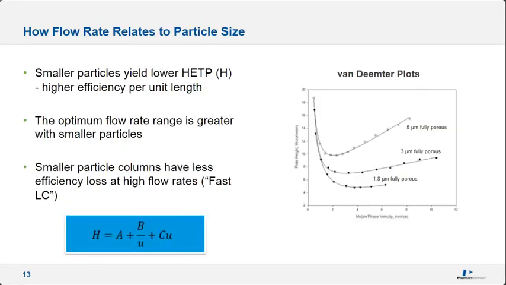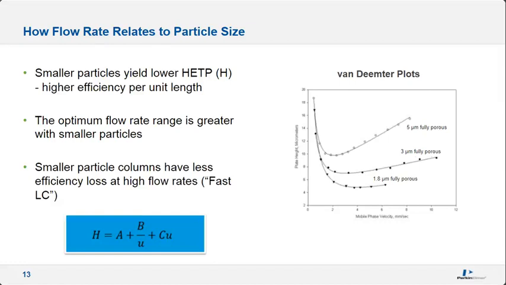So how does flow rate relate to particle size? Well, generally, smaller particles yield lower HETP. In other words, we have a higher efficiency per unit length. The optimal flow rate range is greater with smaller particles. Smaller particle columns have less efficiency loss at higher flow rates. In other words, the height equivalent to a theoretical plate does not change very much as we vary the flow of a smaller particle column.